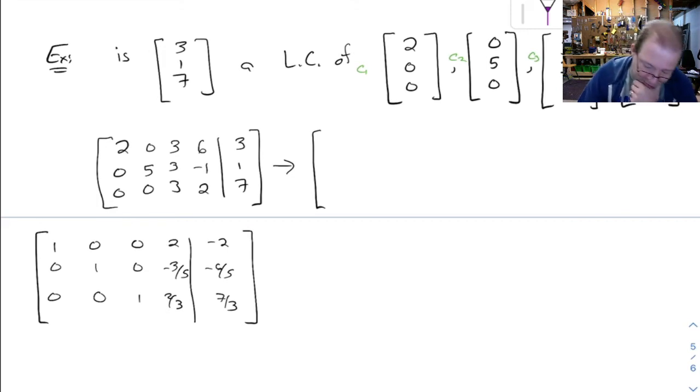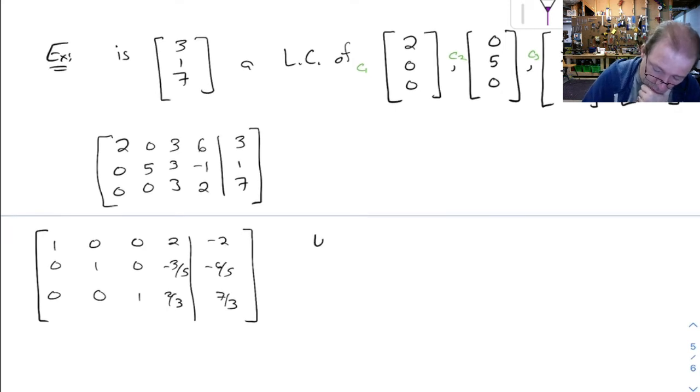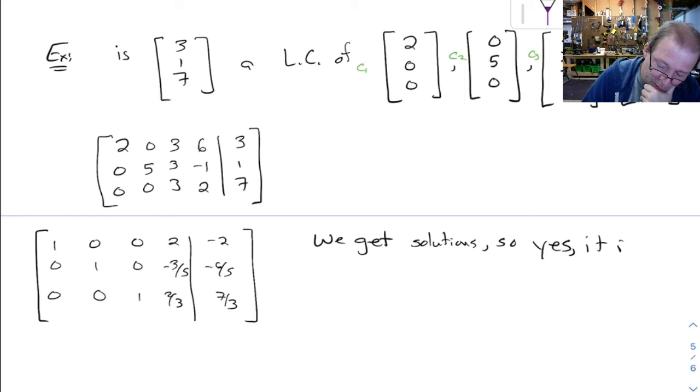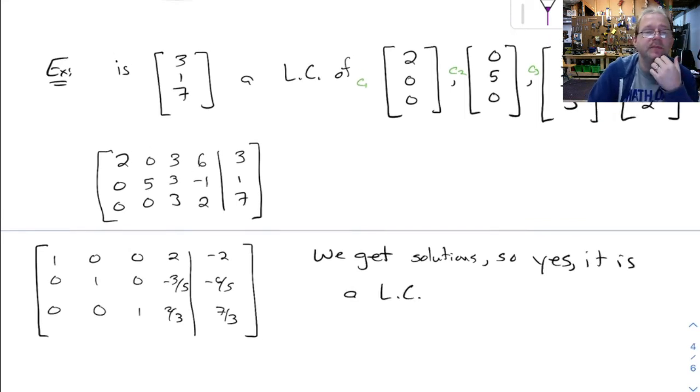All right, so what does this mean? Well, we get a solution, so the answer is yes. Let's write that out. We get solutions. So yes, it is a linear combination of that set of 4 vectors.